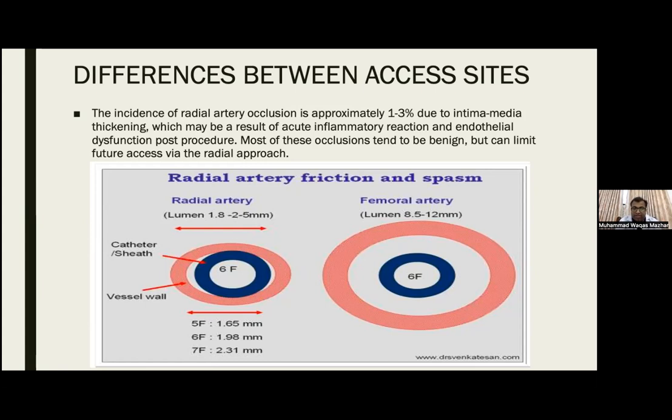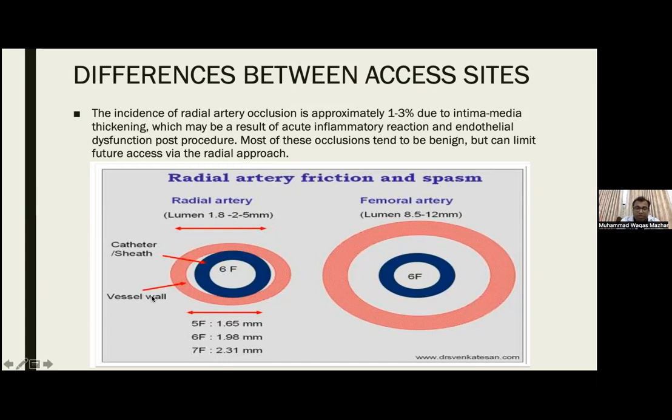It is very clear in the diagram: radial artery friction and spasm. The radial artery, as we know, has a basic lumen of 1.8 to 2.5 millimeter, and the femoral artery lumen is 8.5 to 12 millimeter. So whenever we push the 6 French catheter or sheath inside, there is a definite rubbing of the sheath with the walls of the radial artery, which results in abrasion of the intima, leading to radial artery spasm or radial artery occlusion in future.